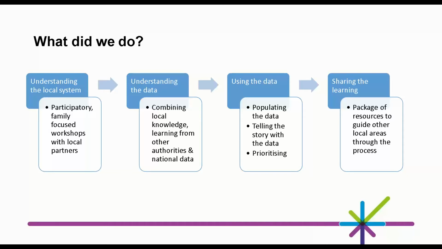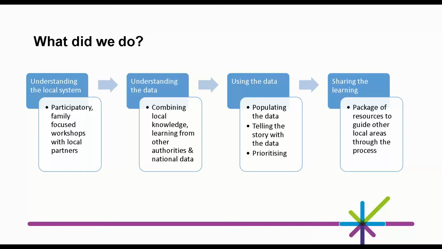This is a brief outline of the approach we took in Inverclyde to support them with understanding, planning and prioritising their child poverty actions. We've learned a lot and have tried to incorporate this learning into a package of resources to support others. The process began by focusing on trying to understand the local system through participatory family-focused workshops with local partners. During this, we started to explore the data already gathered, used and shared within the system.